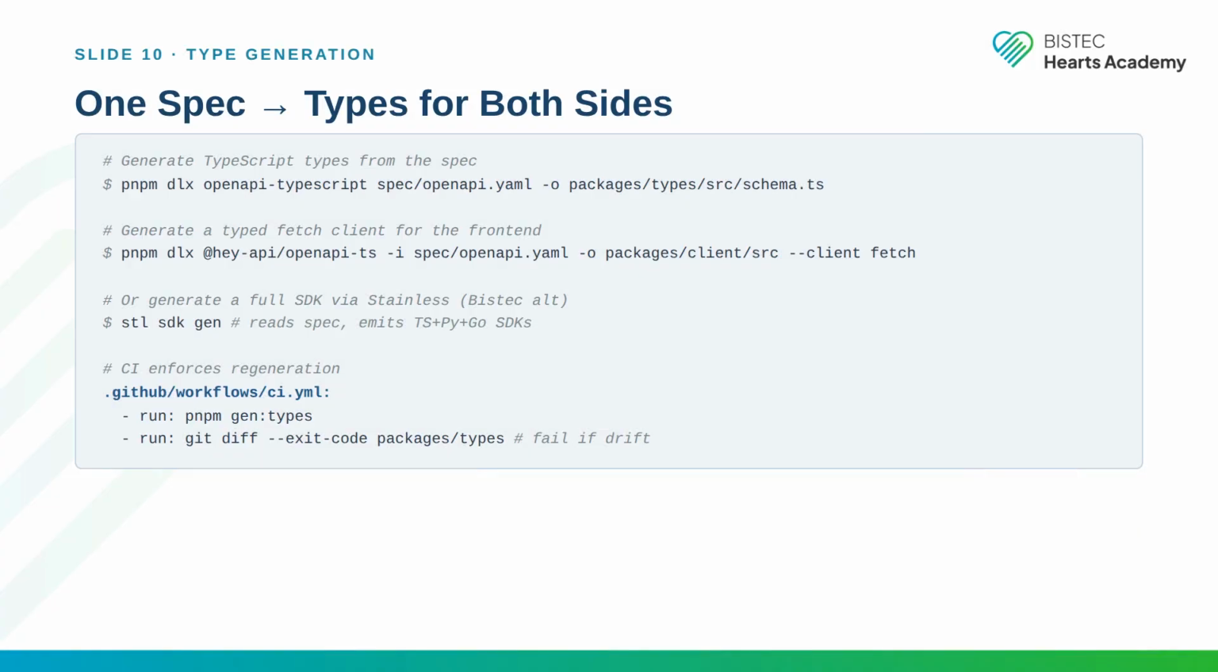Generation commands. Number 1: openapi-typescript reads your spec and emits a schema.ts file of TypeScript types. Number 2: openapi-ts emits a typed fetch client for the front end, or use Stainless, which emits full SDKs in multiple languages from one configuration. And continuous integration enforces regeneration. Run the gen command in CI, then git diff with exit code. If the generated file drifts from the spec, the pipeline fails. No manual sync.